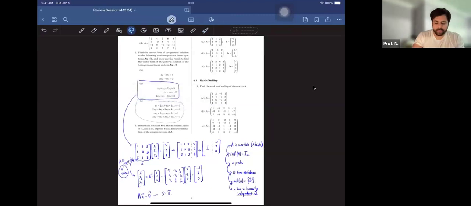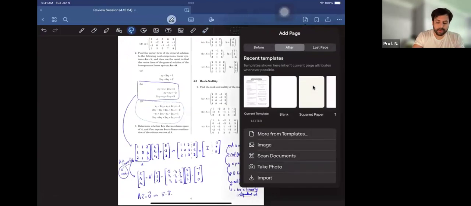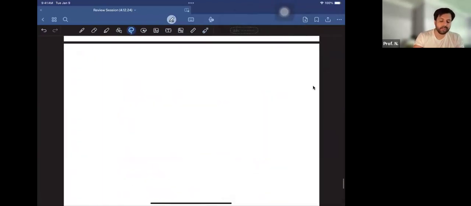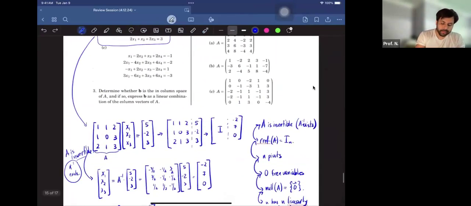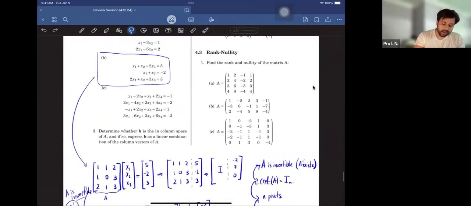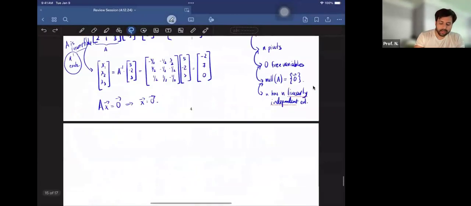B, what's up with B? B is when things work out. What I mean by working out is that I have an invertible matrix. B is the uninteresting case because things go exactly the way you want it to go, as planned.